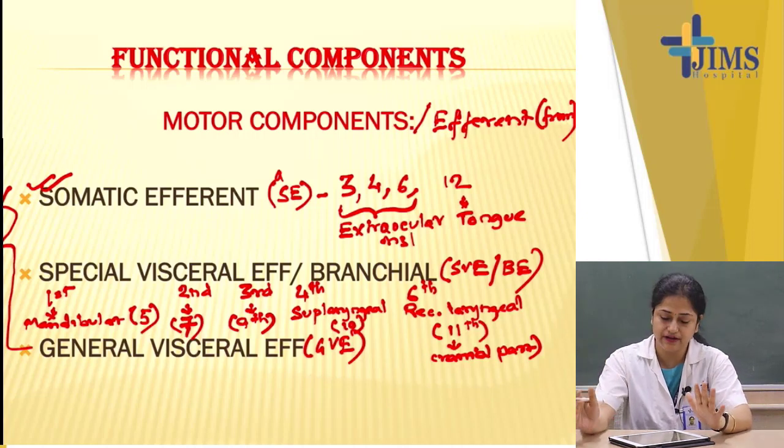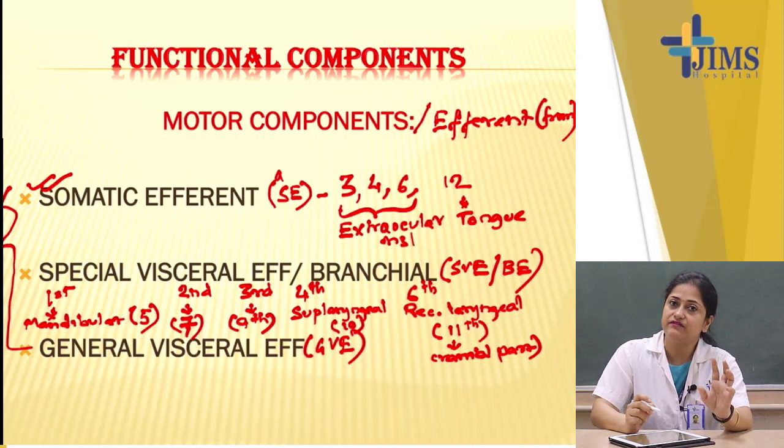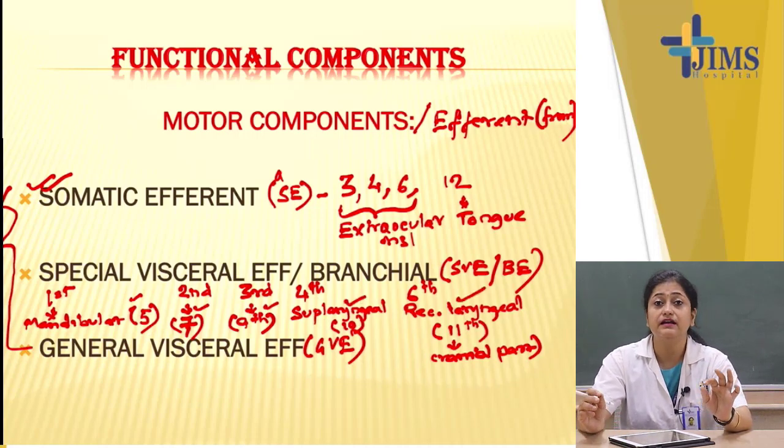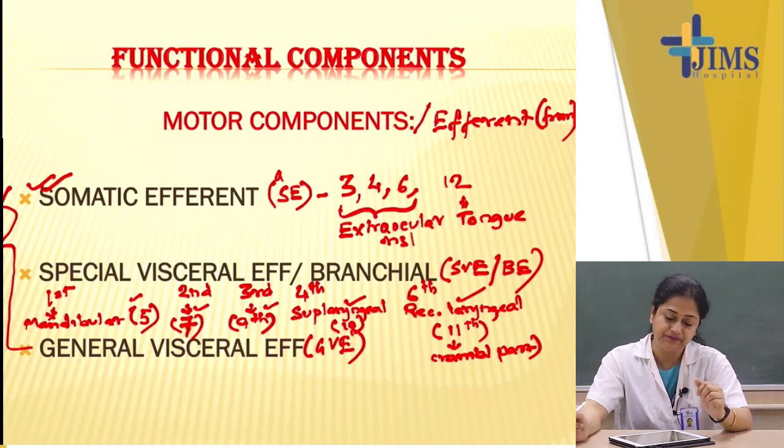special visceral efferent is carried by which cranial nerves? 5th, 7th, 9th, 10th and 11th, through the cranial root of the accessory nerve, through the branch of the vagus nerve. Okay? So, anyway, the 11th nerve, the cranial accessory part, also has branchial efferent or special visceral efferent fibers.